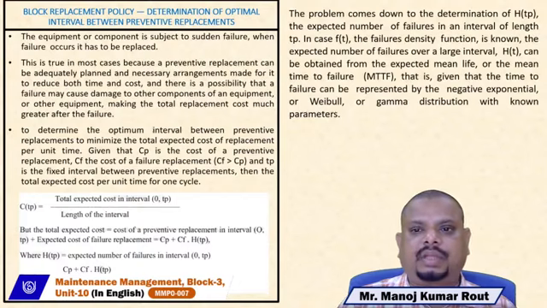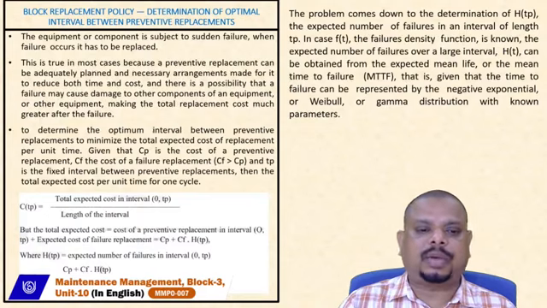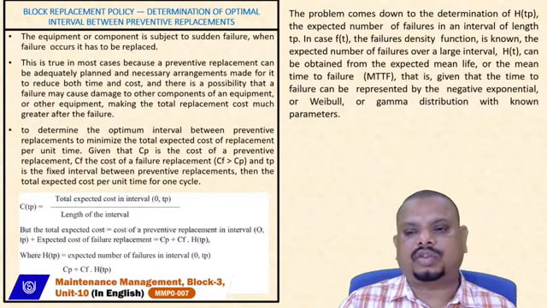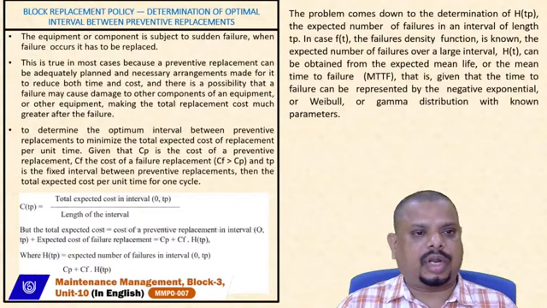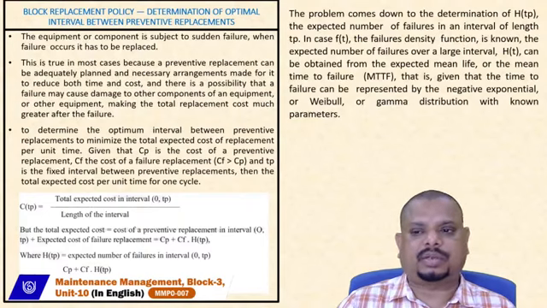When f(t), the failure density function, is known, the expected number of failures over a large interval, H(t), can be obtained from the expected mean life or the mean time to failure, where the time to failure can be described by a negative exponential, Weibull or gamma distribution with known parameters. So this is the Weibull and gamma distribution mathematical model applied for block replacement policies to identify the optimal interval between preventive replacements.